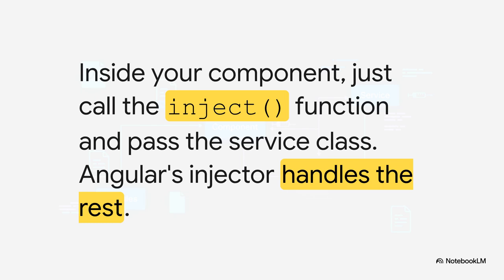Then we get to step 2, which is somehow even easier. Inside your component, all you have to do is call the inject function and pass it the name of the service class you want. That is it. Angular's dependency injector does all the heavy lifting, finds that single root-level instance we created, and hands it right to your component. No new keyword, no manual wiring, just one simple, clean function call.